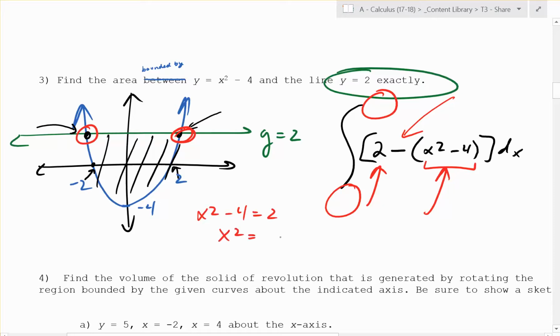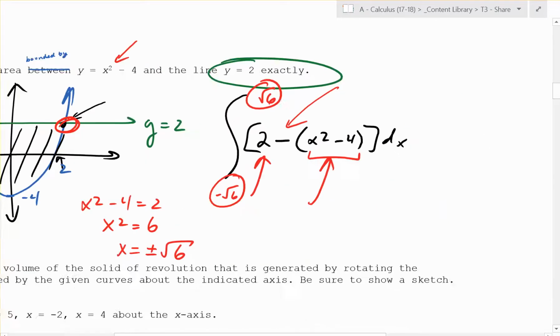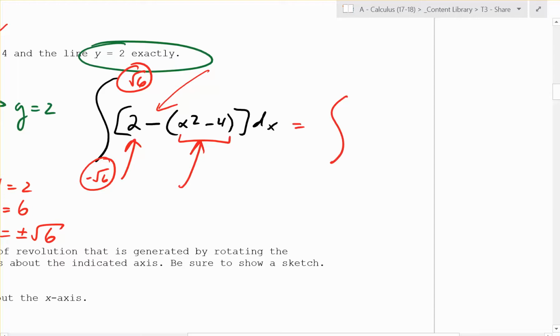Well, that's when x squared is equal to 6. So that's when x is equal to plus or minus square root of 6. When you plug in plus or minus the square root of 6, you get out 2. So it's -√6 and +√6. So let's simplify this a little bit. We have the integral of -x squared minus 2 dx. We know it goes from -√6 to +√6.